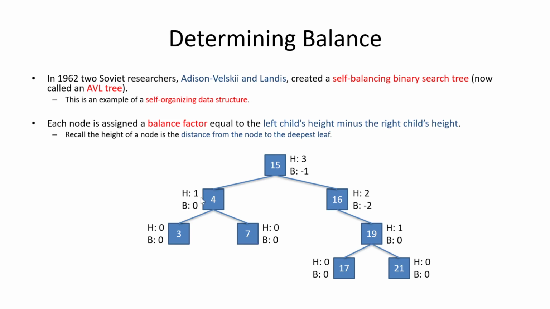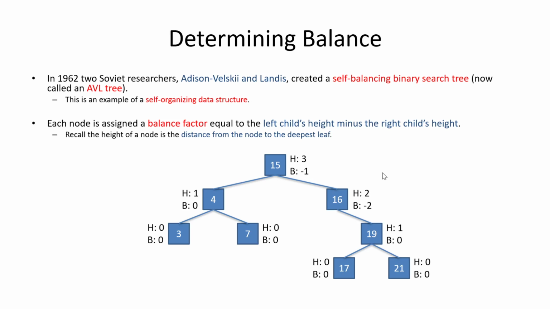The height then is the maximum of our two heights. So in this case 2 plus 1, so we've got a height of 3. And again, the balance factor is height on the left, 1, minus height on the right, 2. So 1 minus 2 is minus 1, and that's our balance factor here.